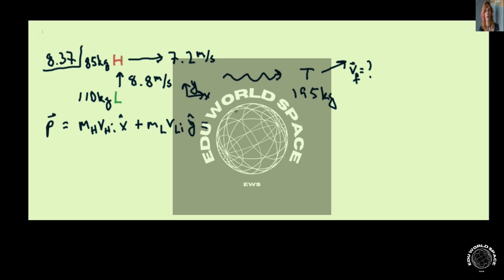This is going to be equal to the final momentum, where the mass is going to factor out of here, and we'll have the X component of the final velocity, unsurprisingly enough, in the X direction, plus the Y component of the final velocity in the Y direction.